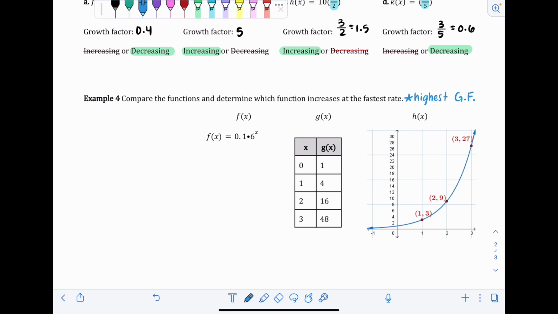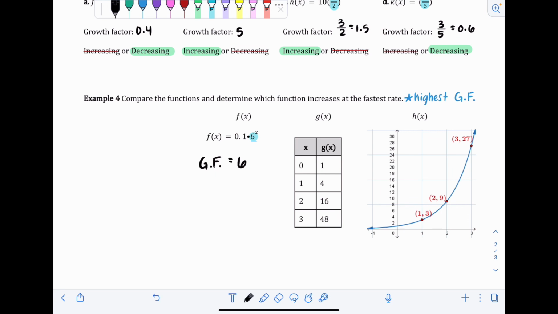Okay, so for the first one, f of x equals 0.1 times 6 to the x power. So this is just like the most recent example we did. We need to find the base. The base is going to be whatever our growth factor is. So our growth factor is 6. We have to find all three to be able to compare and figure out which one is the largest. So for f of x, the growth factor is 6.